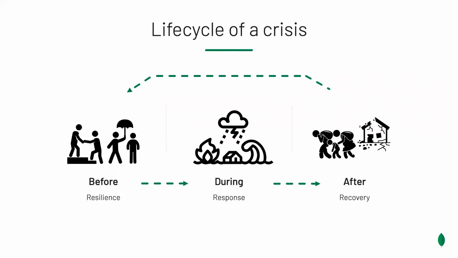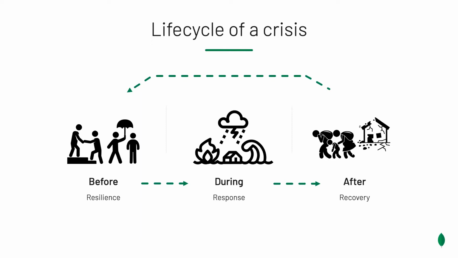So in a crisis, the following cycle typically plays out. On the left-hand side, we've got a phase called before, or resilience, where community is typically operating reasonably well. People are going about their daily lives. Sometimes these communities can be really cohesive and really connected and really resilient. Sometimes they're not. They're just typical communities that don't have much cohesion.